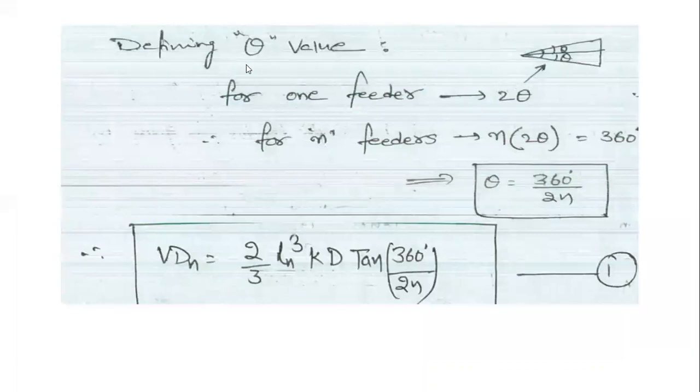Next, n number of feeders. One feeder means 2 theta; this is theta and this is theta, then we take it as 2 theta. For n number of feeders, n into 2 theta is equal to 360 degrees. Therefore, theta is equal to 360 by 2n.